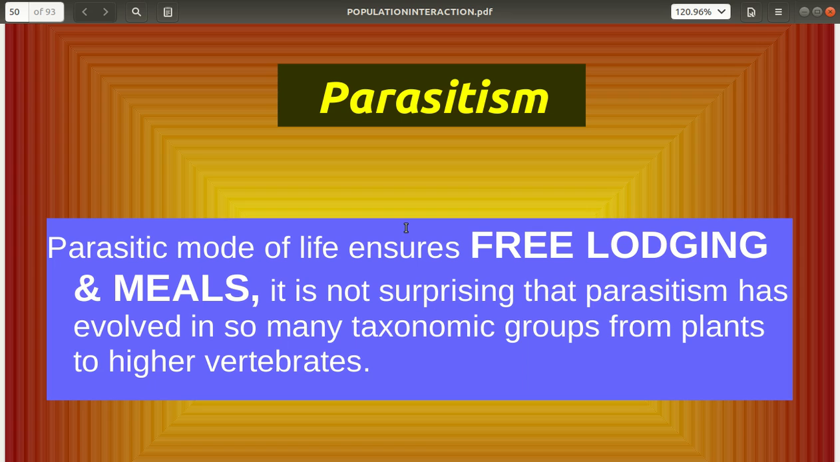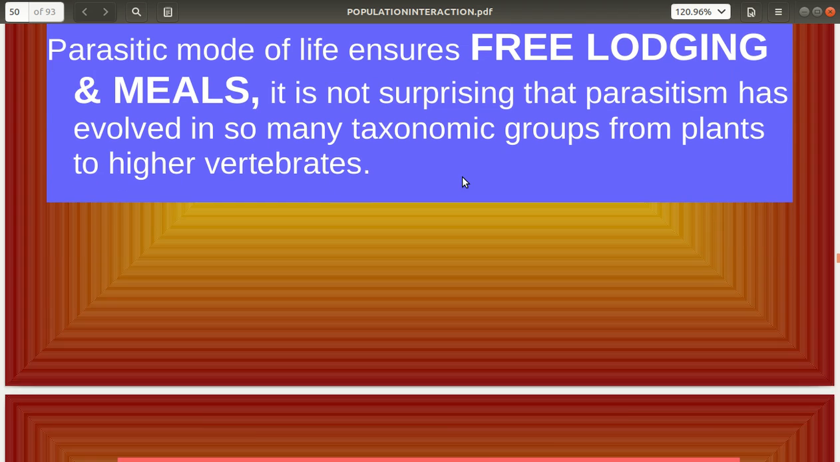So the parasitic mode of life ensures free lodging and meals. That is similar to Dharmchatra, what we call it. So it is not surprising that parasitism has evolved in so many taxonomic groups, from plants to higher vertebrates. You notice that parasites themselves have parasites, so we call that hyperparasitism. It is very favorable in nature, and a large number of parasites are noticed, not only in plants but also in animals. We'll discuss these examples one by one.